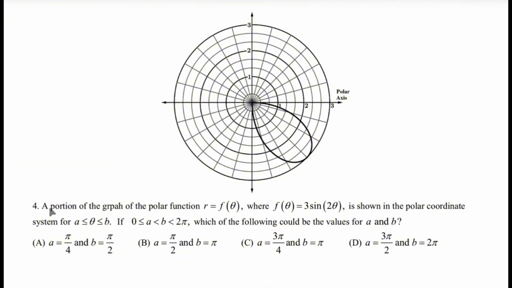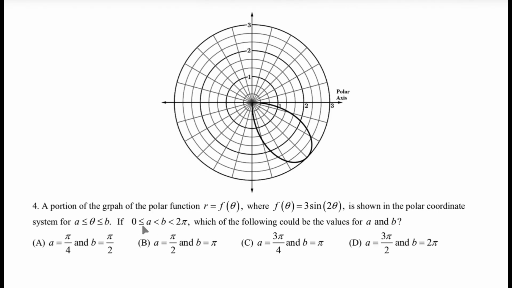Number 4, a portion of the graph of the polar function r is equal to f of theta. So we're not shown the entire graph. This right here is only a portion of the graph, like a section of the graph only. The rest is cut off, where f of theta is equal to 3 sine of 2 times theta. So this right here is the equation of the full function, but we only see this much. And it is shown in the polar coordinate system, and this is the restriction, or like where the graph is.